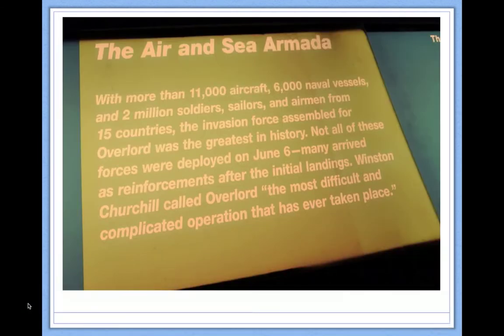This is the linguistic information that worked with this display at the National World War II Museum in New Orleans. The Air and Sea Armada, with more than 11,000 aircraft, 6,000 naval vessels, and 2 million soldiers, sailors, and airmen from 15 countries, the invasion force assembled for Overlord was the greatest in history. Not all of these forces were deployed on June 6th. Many arrived as reinforcements after initial landings. Winston Churchill called Overlord the most difficult and complicated operation that has ever taken place.